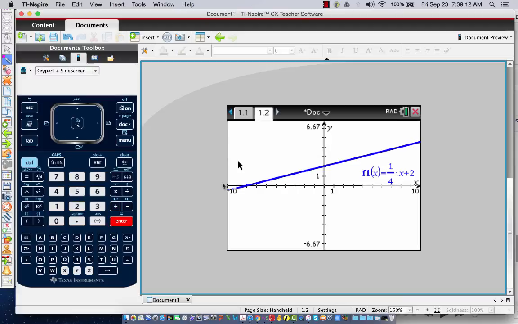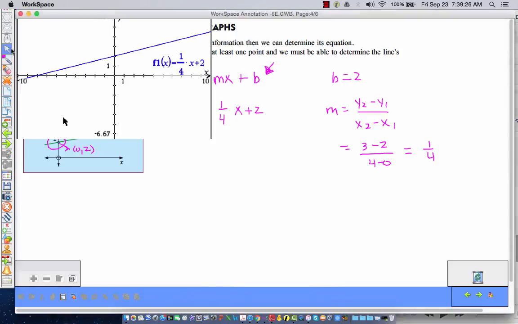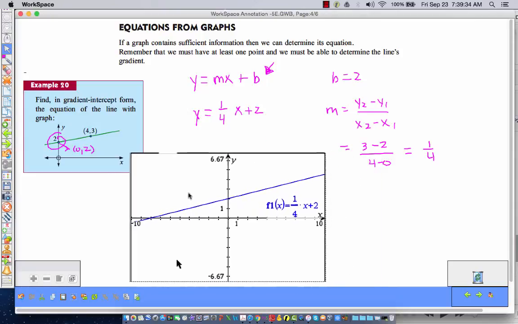And then we can compare it to what we had on our graph here, or what was given in the question. And looks just about the same there, doesn't it? Let's go ahead and move to the next example.